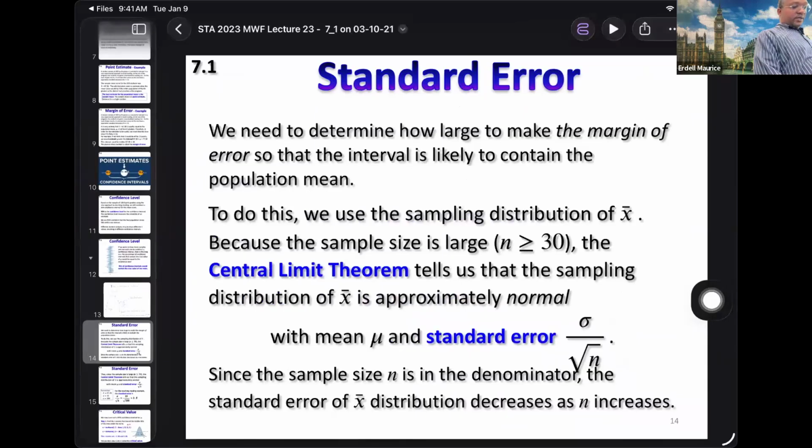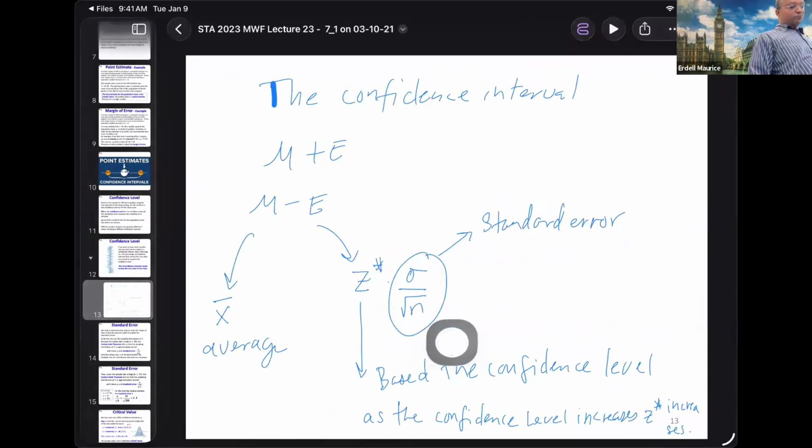All right. So that's how you find this first piece right here. It's just take the standard deviation. Remember in this section, sigma is known, yes? Take sigma and divide by the square root of n.